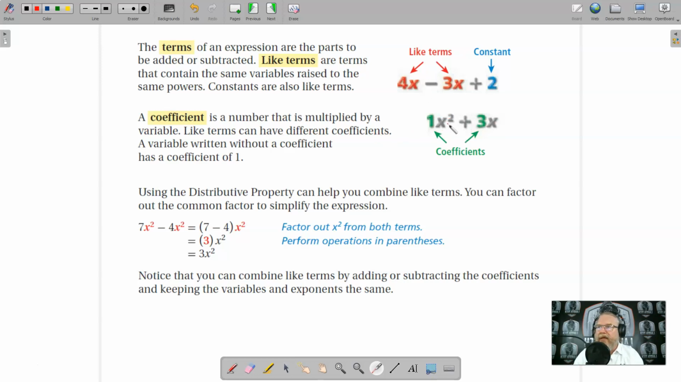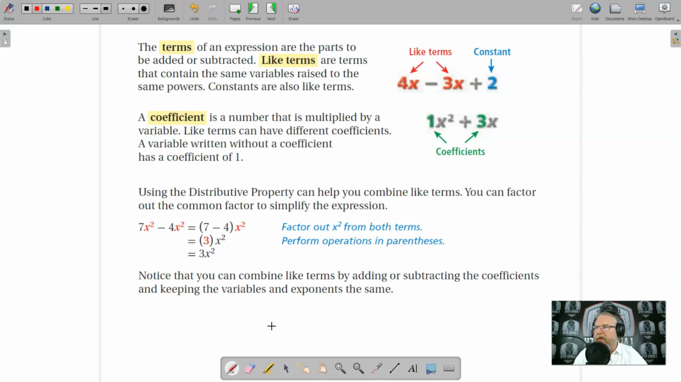Notice here, these are not like terms. Same variable, different exponents. But these two are like terms, but notice that their coefficients are different. So like terms can have different coefficients. A variable written without a coefficient has a coefficient of 1, and they show that here. X squared has the 1 out in front of it.